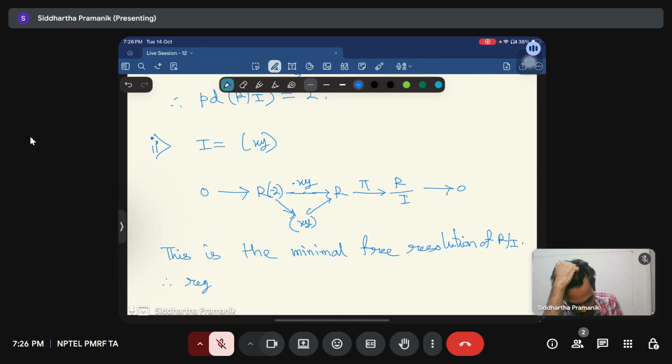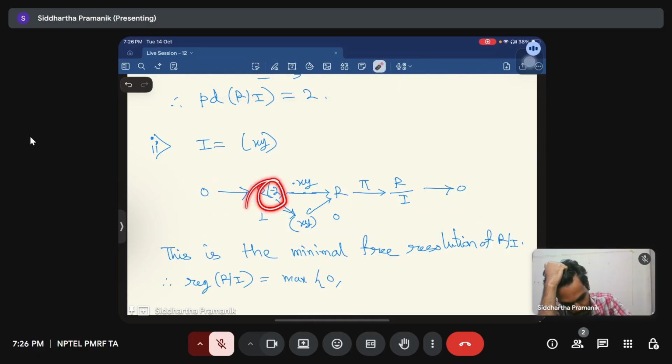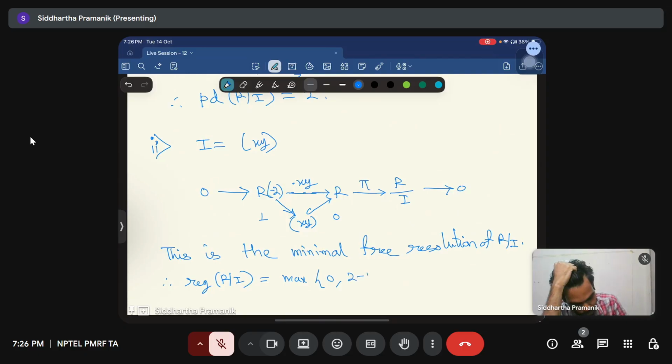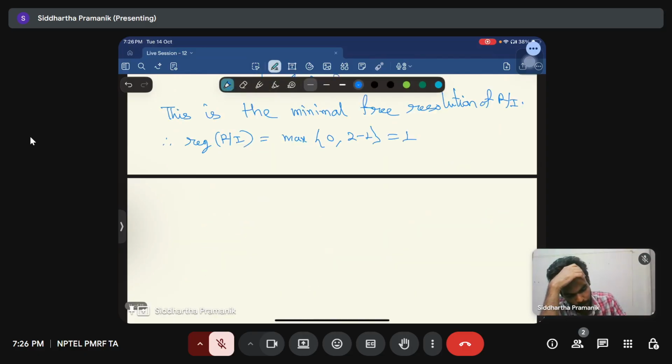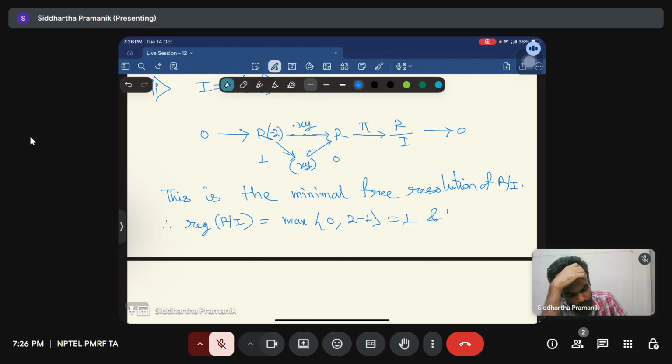So regularity of R mod I. So this is the 0th position, this is the first position. So this is maximum of 0 and we have only 2 minus 1. 2 minus 1. So this is 1. And projective dimension is also 1 because length is 1. And projective dimension of R mod I is also 1.